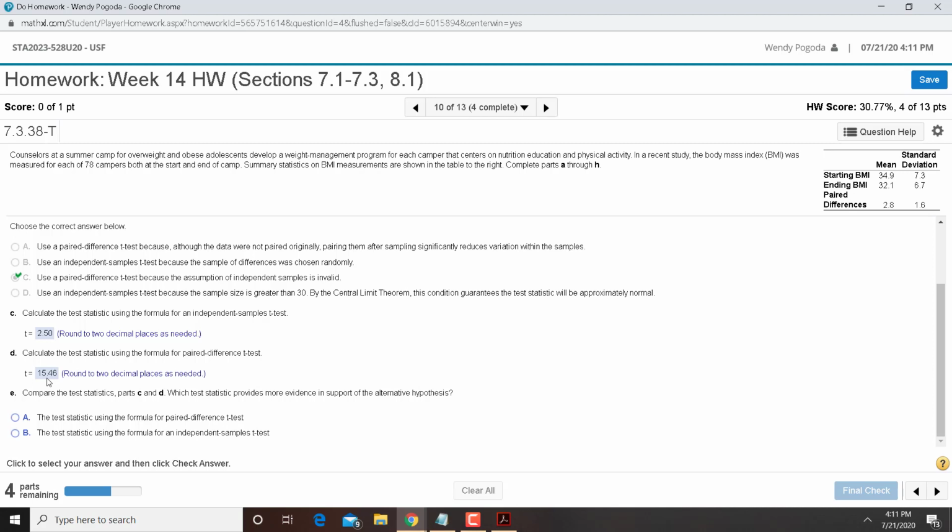And remember how we talked about the empirical rule towards the beginning of the course, how we expect 99.7% of the data to fall within 3 standard deviations, meaning the z-score should be between -3 and +3 most of the time. So this is extreme, having a T of 15.46. So which test statistic provides more evidence in support of the alternative? Well, definitely the larger one here, the 15.46.